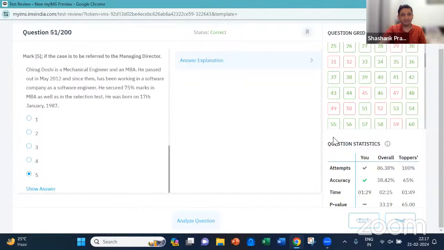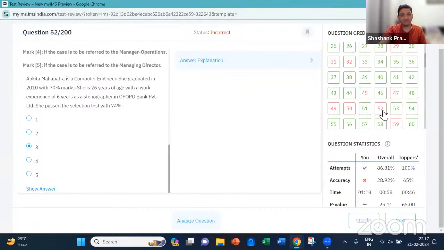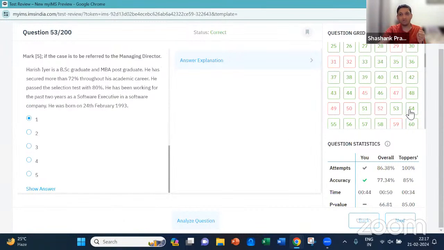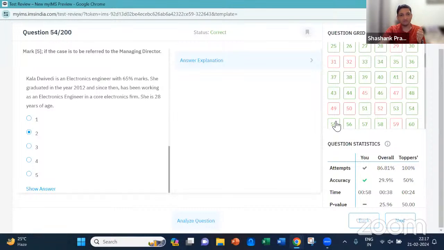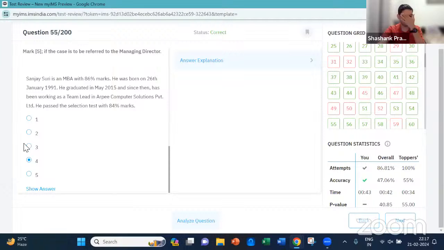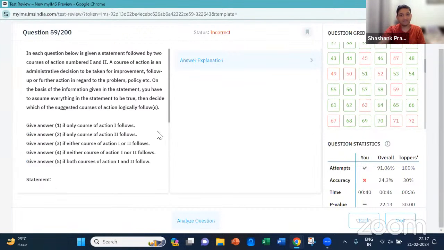So if you look at it, so again, one thing. This is 5. 51 was 5. 52 should have been 2. So 5, 2, 1, 2, 4. Yeah, 3 was not it. Okay, my execution was fine. Logic was off. Chalega. Okay, 59th.